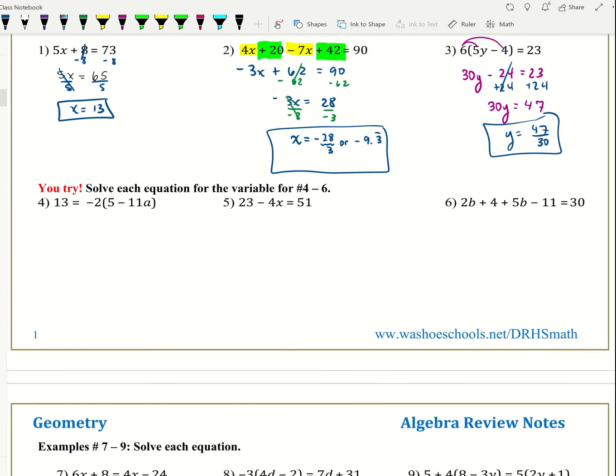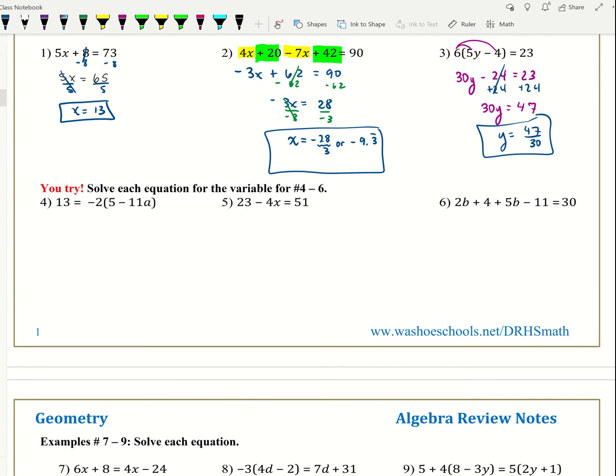All right. I'm going to pause the video and let you guys try these next 3, and then when you're ready, you can go ahead and restart the video. Okay, so pause the video, try these 3, and when you're ready, restart.